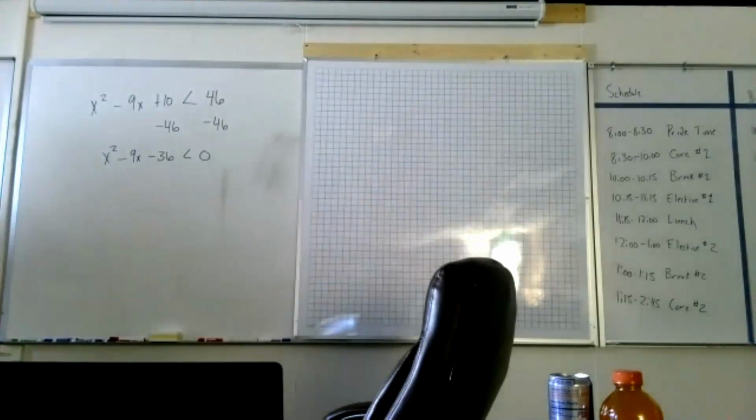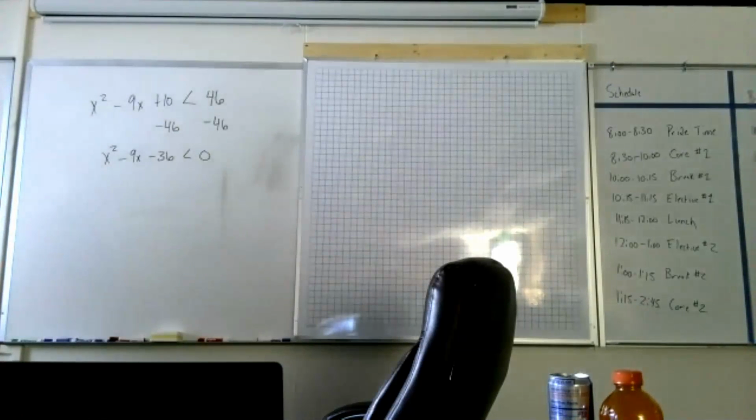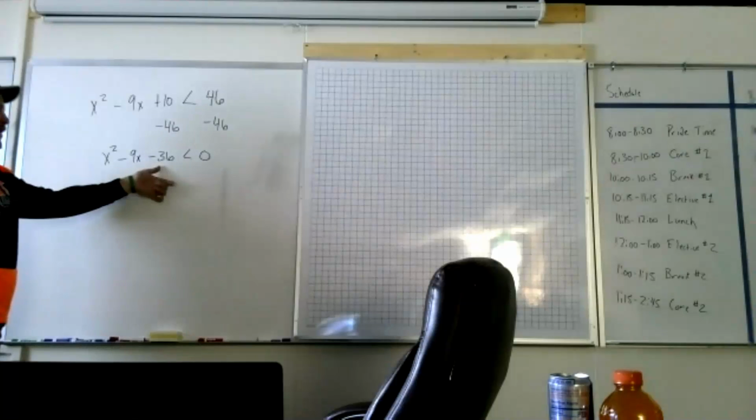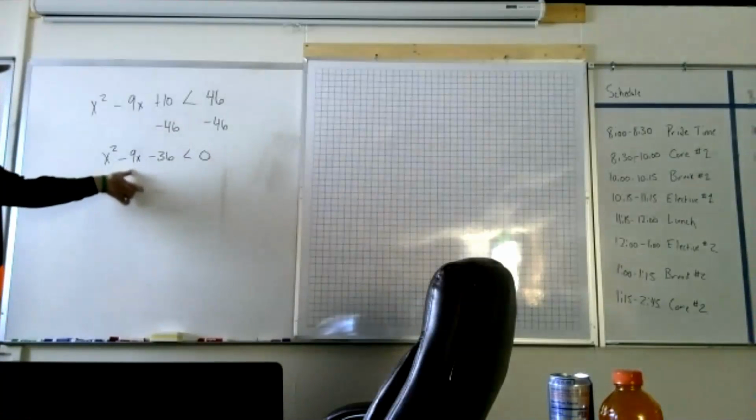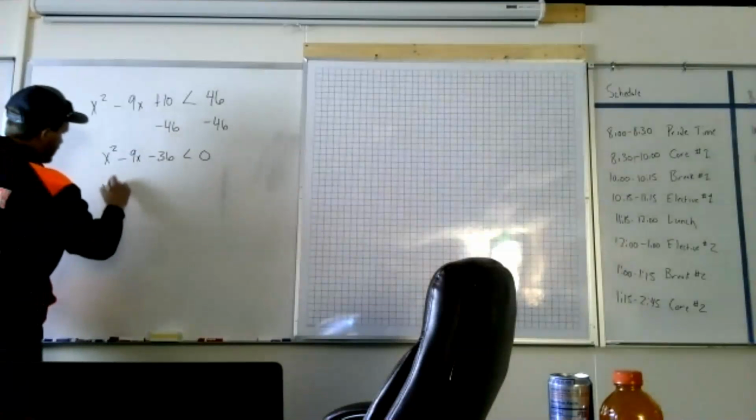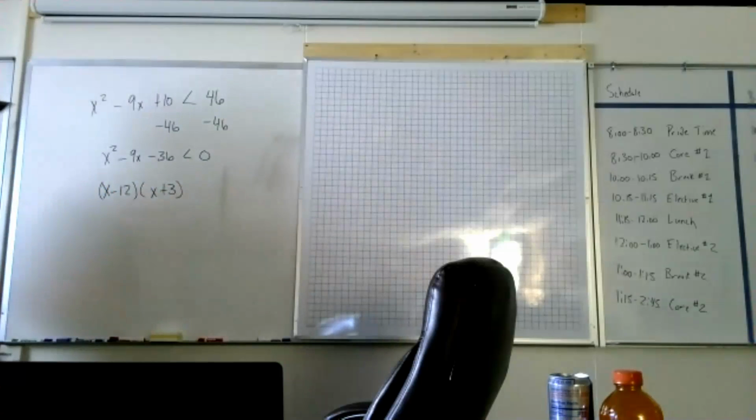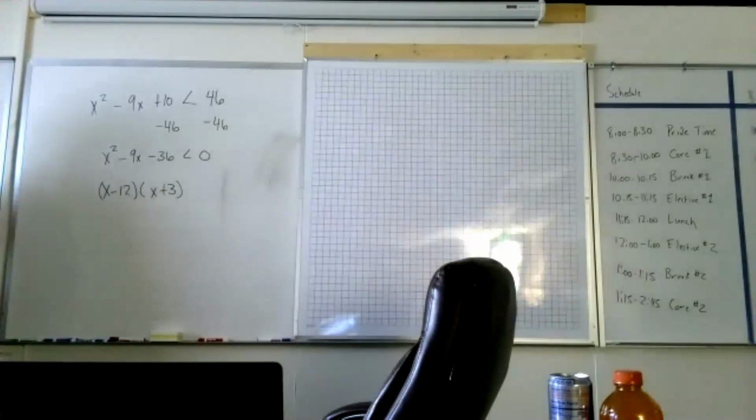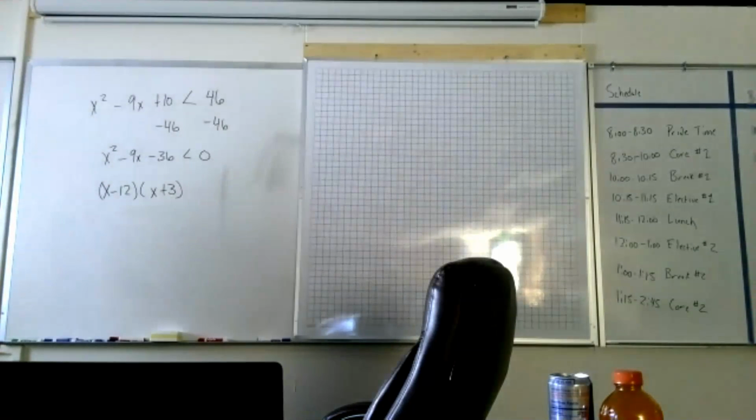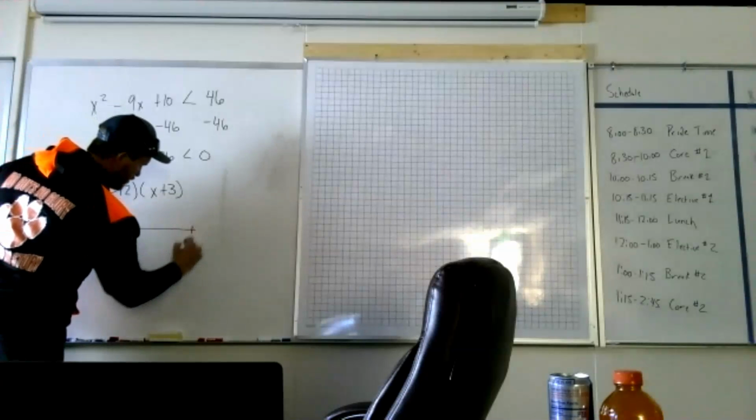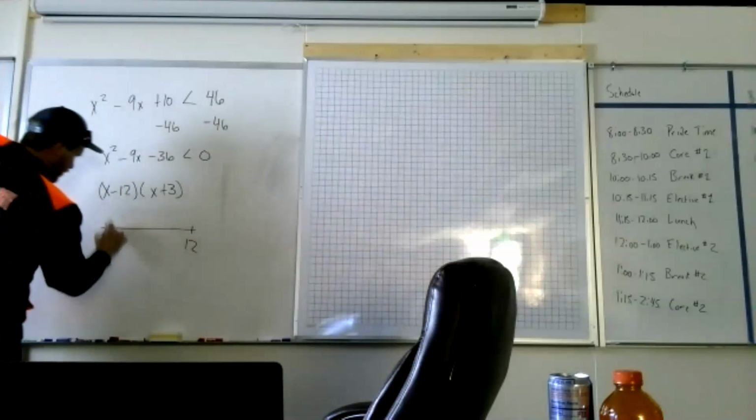So now I want to see if I can factor, right? Does this polynomial have 2 real zeros? So I'm thinking of 2 numbers that multiply to be a negative 36 and add up to be a negative 9. And that's going to be x minus 12 and x plus 3. Okay, from here, I have enough information to really solve the equation. I know where my real zeros are. I have a real zero at 12, and I have a real zero at negative 3.